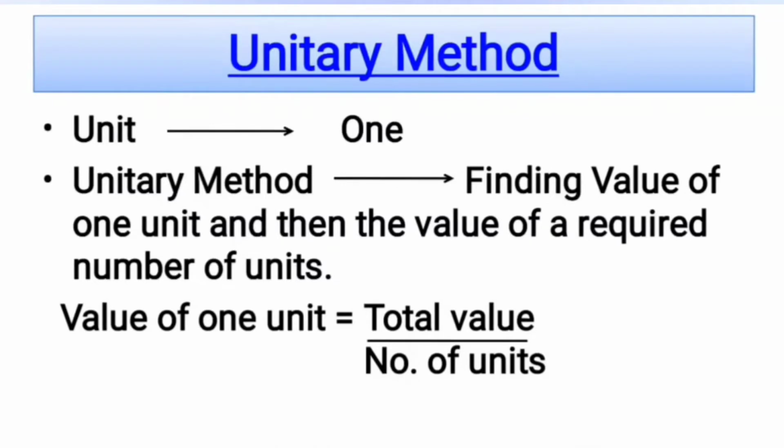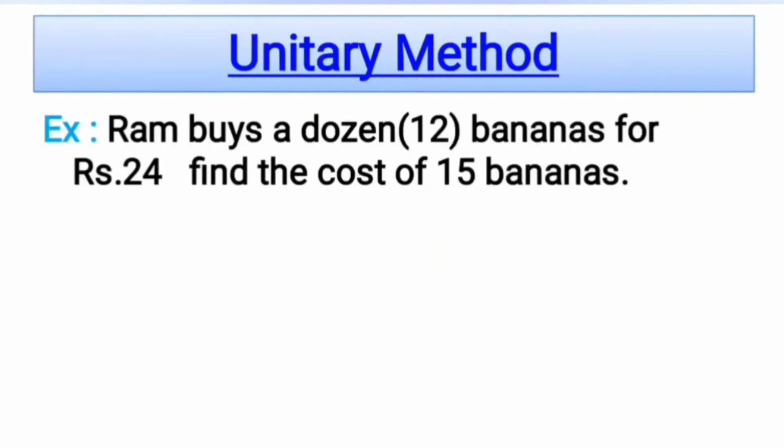Now let me explain unitary method with the help of an example. Ram buys a dozen bananas for rupees 24. 12 bananas for rupees 24. Find out the cost of 15 bananas. Now using unitary method, we have to find out the cost of one banana.